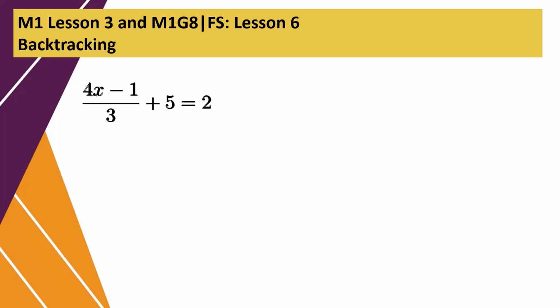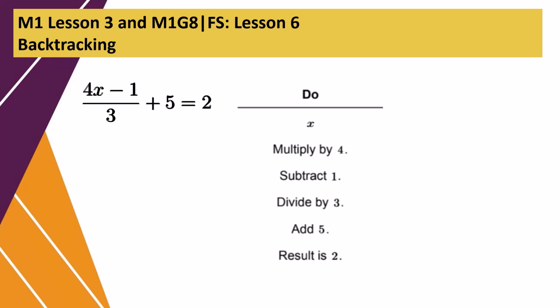Students first describe those operations and create a table that records what to do to the x value. We start with x, we multiply by 4, we subtract 1, divide by 3, add 5, and the result is 2.